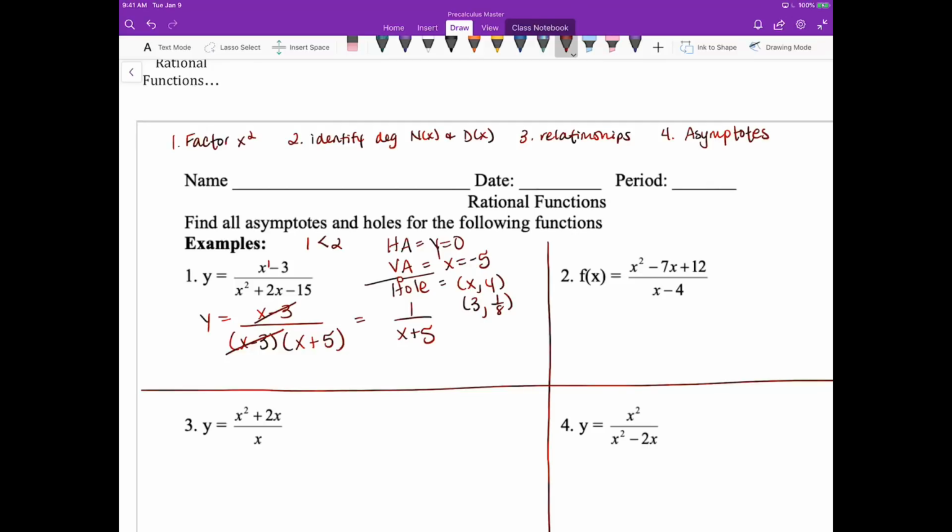And then we would look for the slant asymptote here, and there's not going to be one because it doesn't meet that requirement to have a slant asymptote.